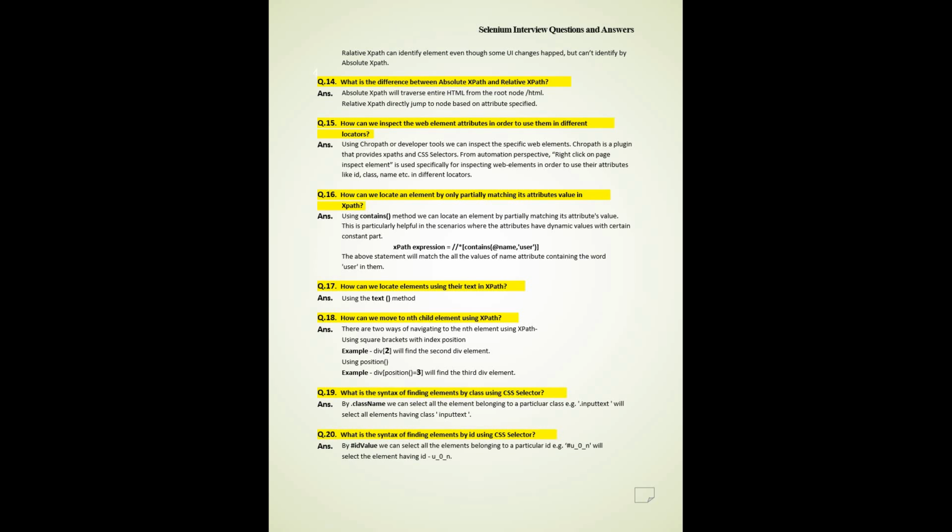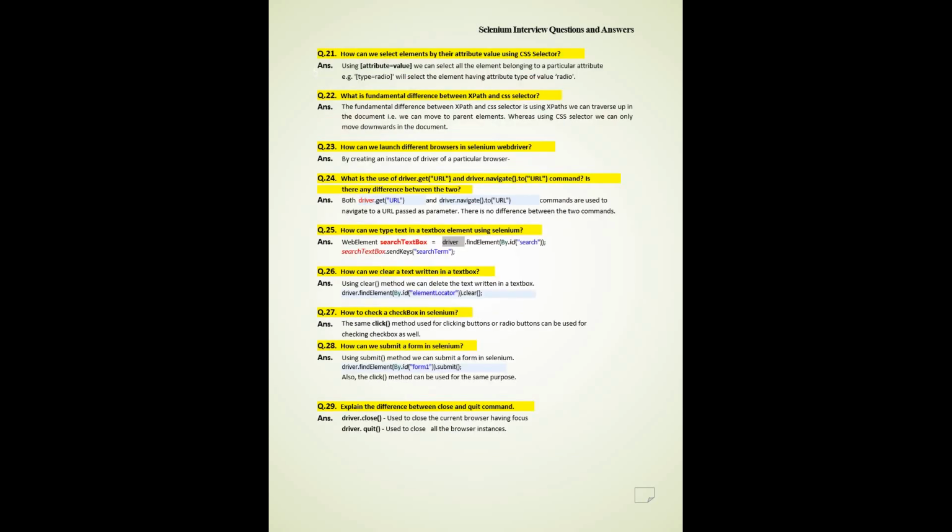What is the syntax of finding an element by ID using CSS selector? By hash ID value we can select all the elements belonging to the particular ID. Example, hash u1 will select the element having ID u1. Okay, how can we select elements by attribute using CSS selector? Attribute equals value, we can select all the elements having the particular attribute. Example, type equals radio. If you want a radio button, it will select the elements having the attribute type value equals radio.